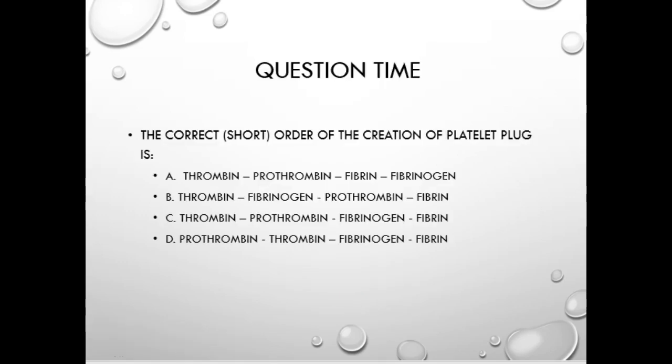It is question time. The correct short order of the creation of the platelet plug is A, B, C, or D. I'm not going to read them all. So, you tell me the correct order, and then when you are ready, you can move on.